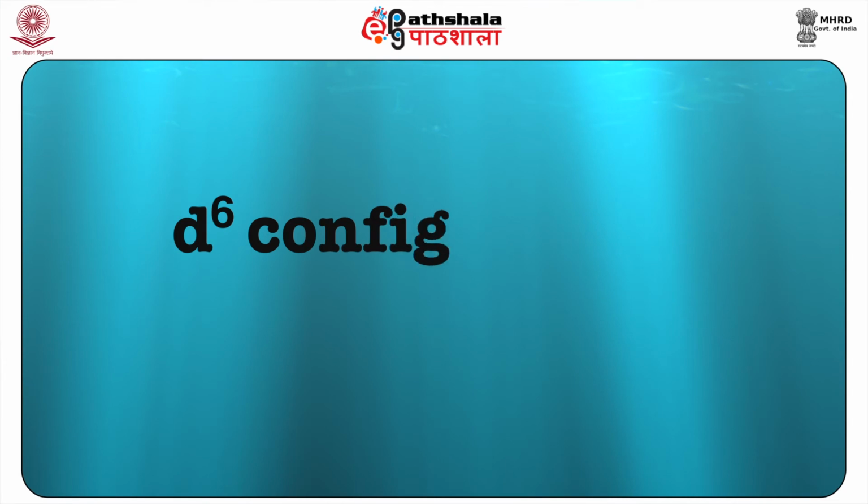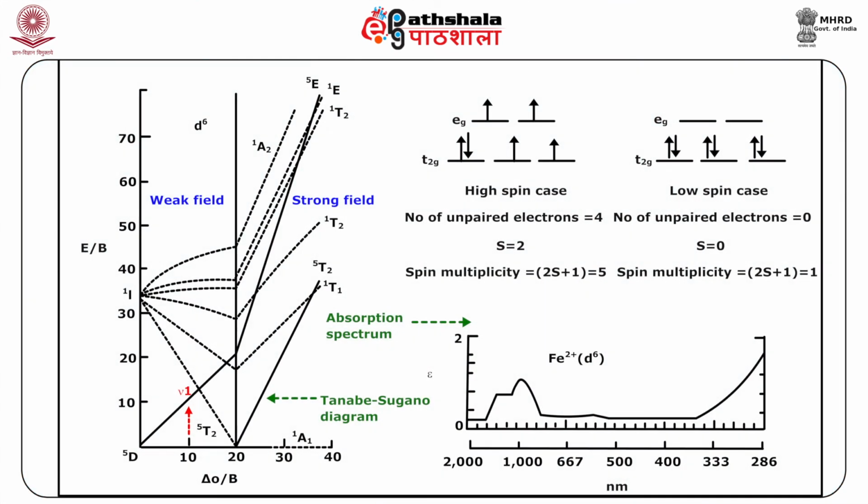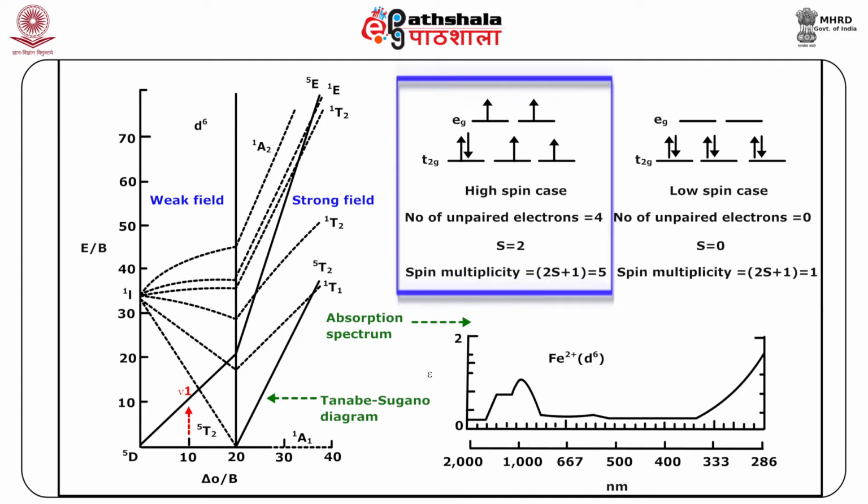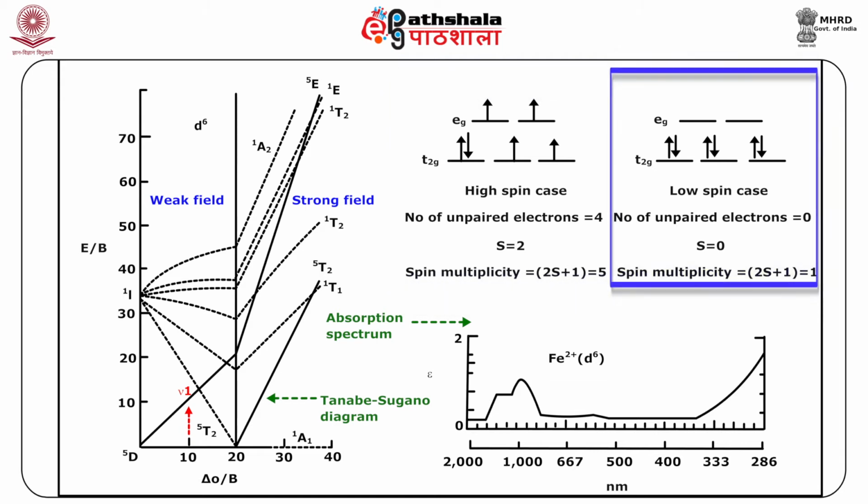Now we are going to discuss the d6 configuration. The d6 configuration again has two sets of electronic filling depending upon the field applied. In case of a weak field, there are 4 unpaired electrons, leading to a spin multiplicity of 5. When the field applied is strong, the number of unpaired electrons is 0, leading to a spin multiplicity value of 1.